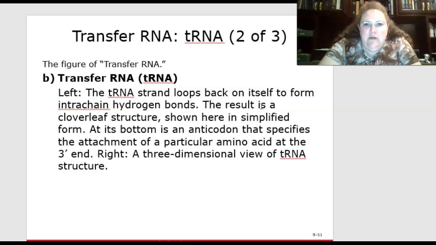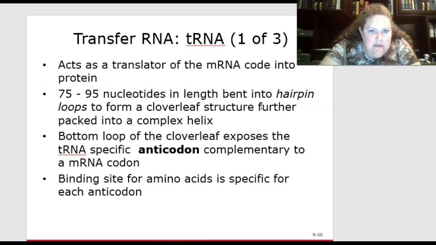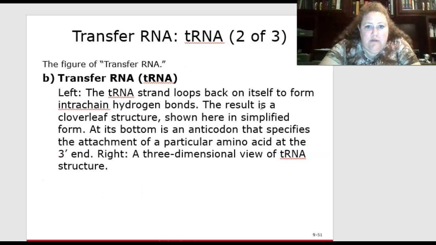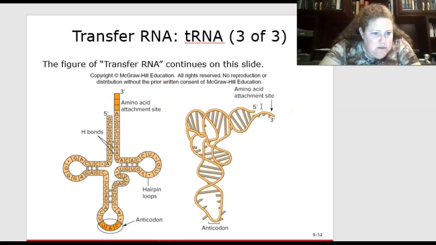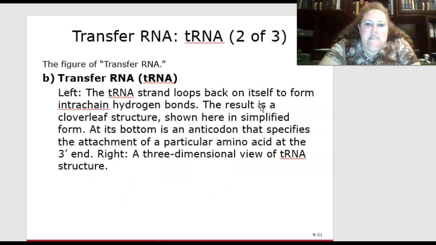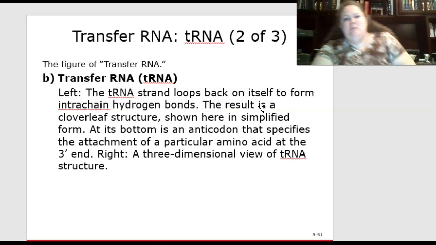Well, then we have tRNA, because we were just talking about the second part of tRNA. And here's that loop that it was talking about. So there's the picture that I'm going to describe here. And again, this is figure 9.12 in your book. So the tRNA on the left is going to be the strand that loops back on itself to form interchain hydrogen bonds. The result is a cloverleaf structure that's shown in the simplified form.